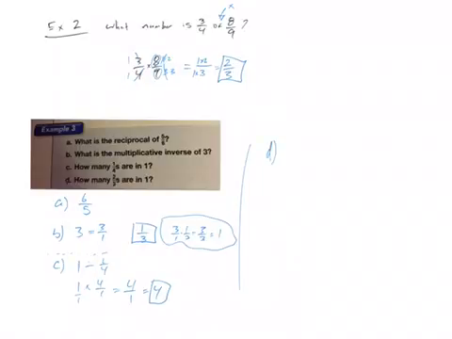And part D here says, how many 2/3 are in 1? So I'm going to say 1 divided by 2/3, which means 1 multiplied by 3/2. Remember, flip the second one and multiply. So this would be 3/2, which you could just leave like that. Or if you wanted, you could say 1.5. But I'd probably just stick with that, 3/2.